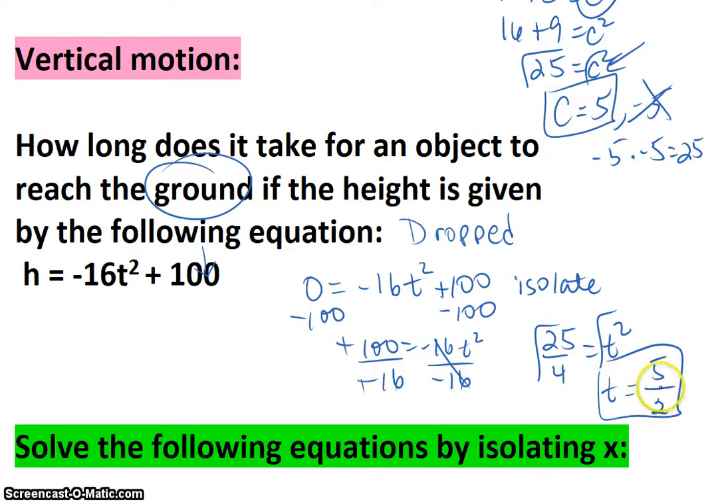Now again, technically there are 2 answers. The other one would be negative 5 over 2, but it doesn't make sense to have negative time in this situation. 5 over 2 is also 2.5, so you could write your answer like that as well. So 2.5 seconds. So that one we didn't need a calculator, but of course you could use it if you wanted to.